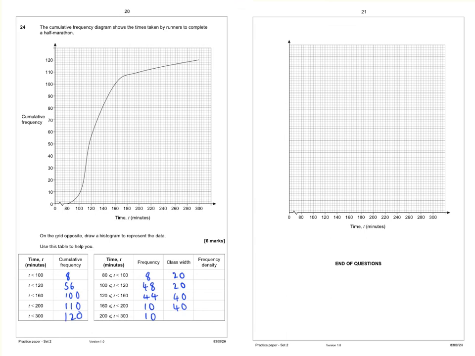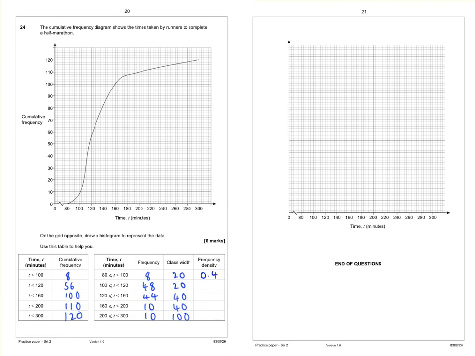So 100 here. Now, the best way to think about histograms is that the frequency density and the class width should multiply to give you frequency. That's how we do it in GCSE Maths. So if these two need to multiply to give you the frequency, then surely the frequency divided by the class width will give you the frequency density. So what you do is 8 divided by 20, and that's going to give us 0.4.